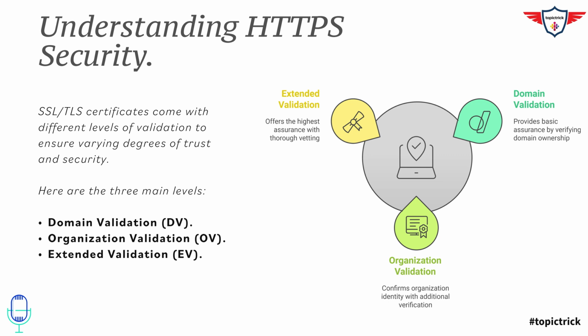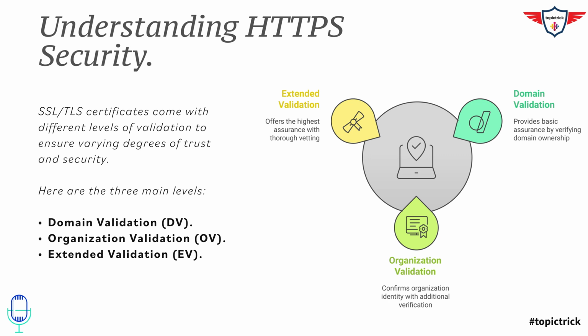by a legitimate organization. And finally, we have the heavy hitters, extended validation or EV certificates. These sound serious. What makes them different? EV certificates involve the most stringent vetting process. They require extensive documentation and verification, including confirming the organization's legal status, physical address, and other details. Think of it as a thorough background check for the website.